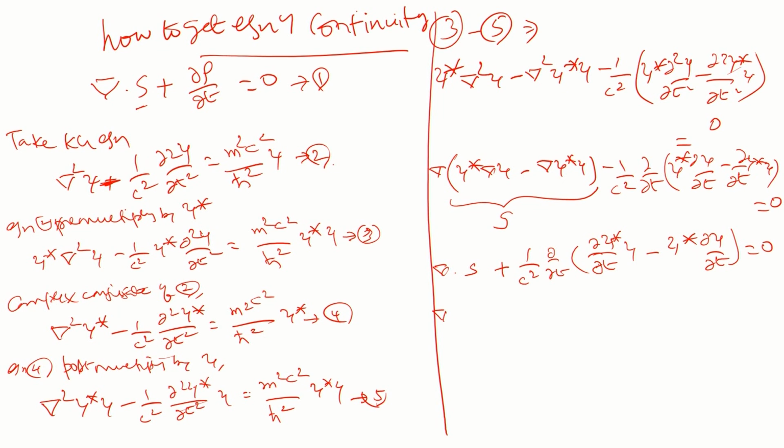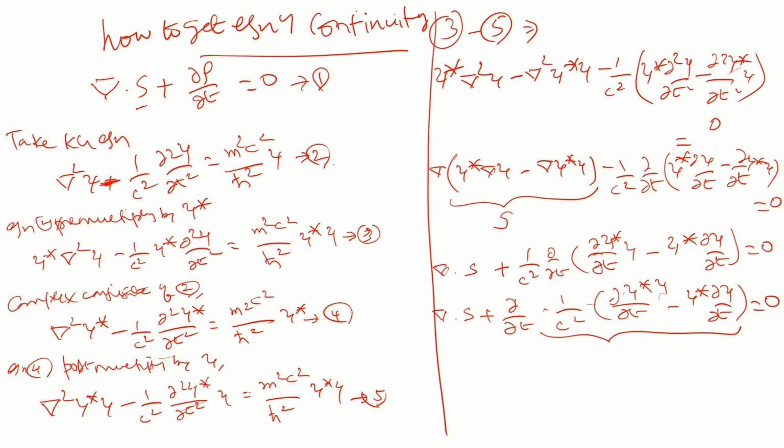Or ∂/∂t is written first: ∇ · S + ∂/∂t (1/c²)(∂ψ*/∂t ψ − ψ* ∂ψ/∂t) = 0. Here this is called the charge density ρ. So what you have is ∇ · S + ∂ρ/∂t = 0. This is the equation of continuity. We started with the KG equation and we end up with the equation of continuity. As this equation can be derived from the KG equation, it is evident that the KG equation is a valid dynamical equation.